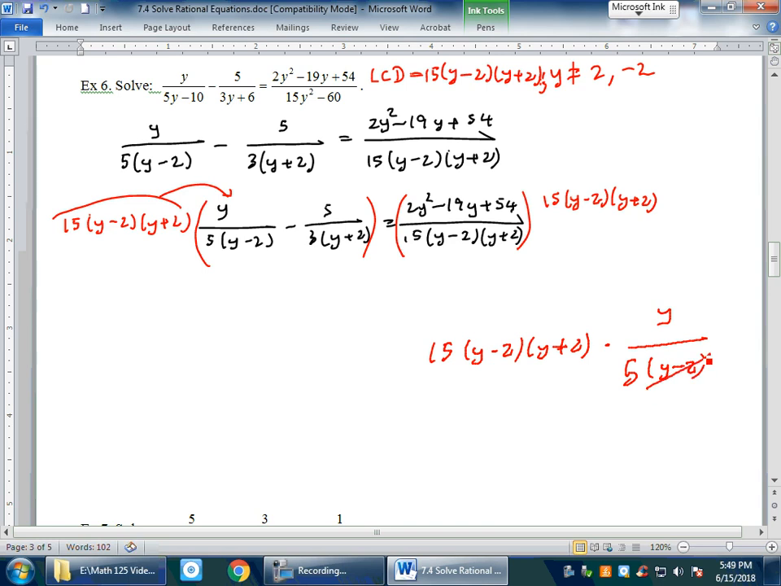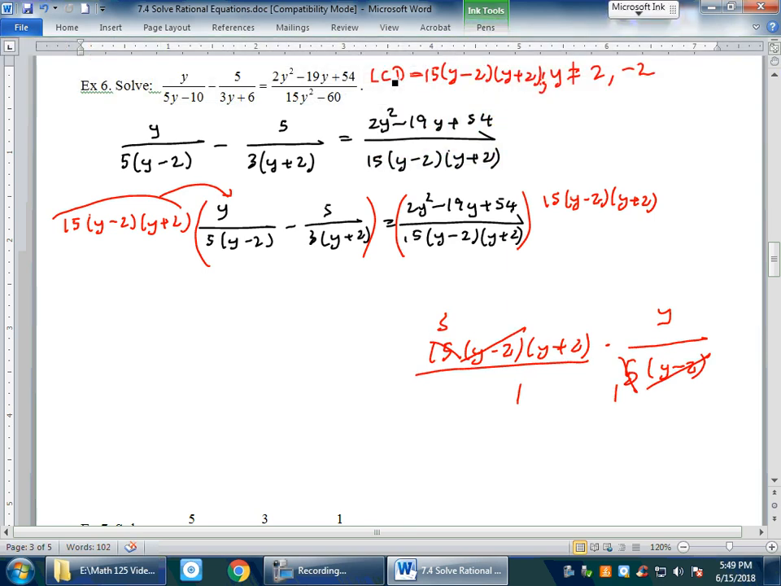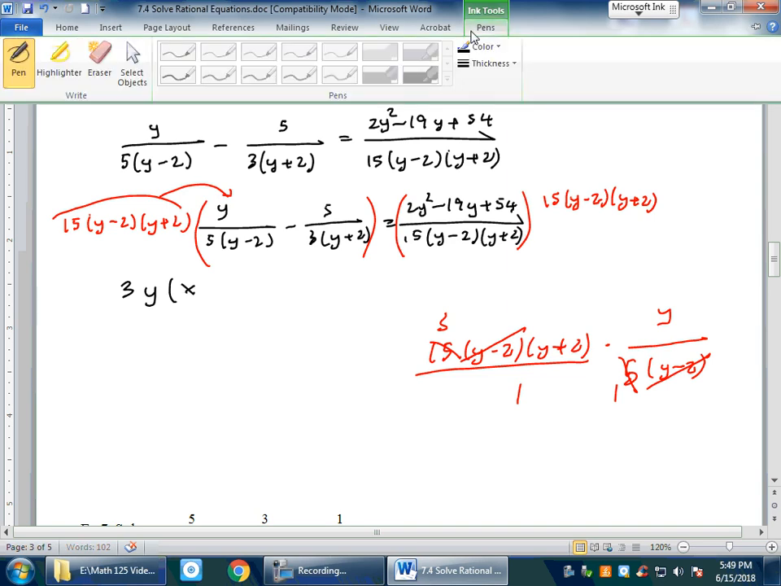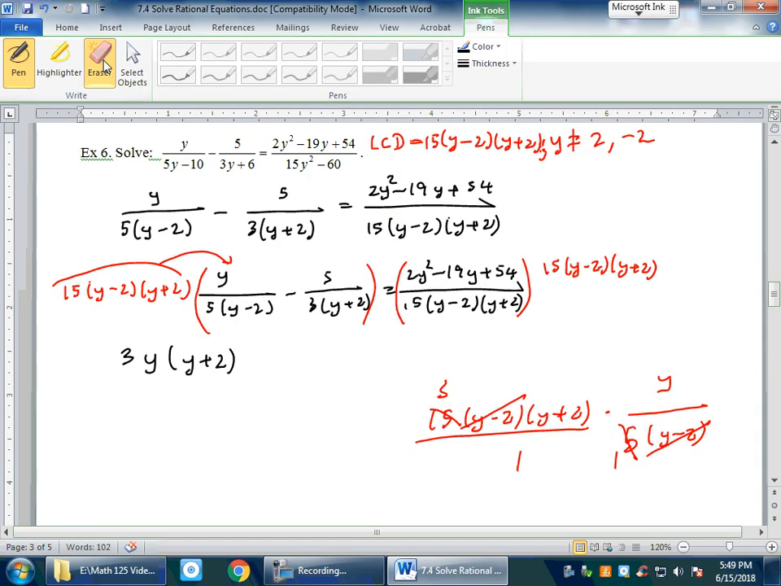So y minus 2 and y minus 2 cancel out. 5 goes into 5 one time and into 15 three times. So what's left over for me is 3 times y plus 2. So the first one will be 3 times y plus 2. Okay. So similarly, we're going to do the same thing for the other fractions, right?